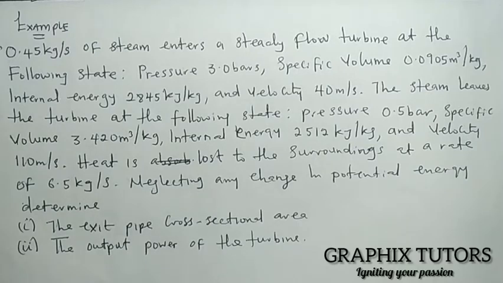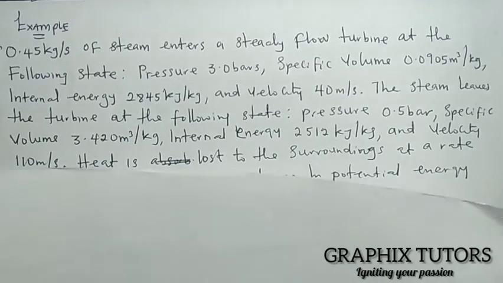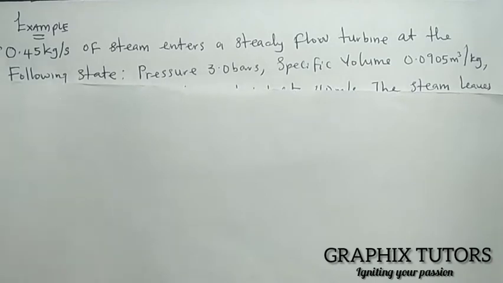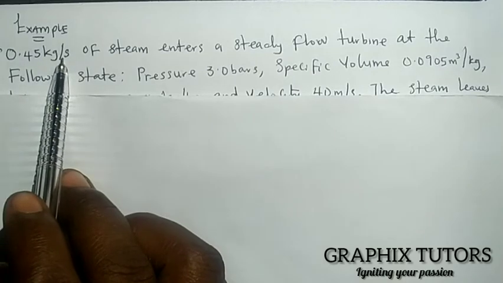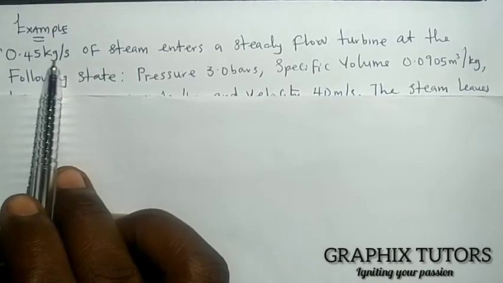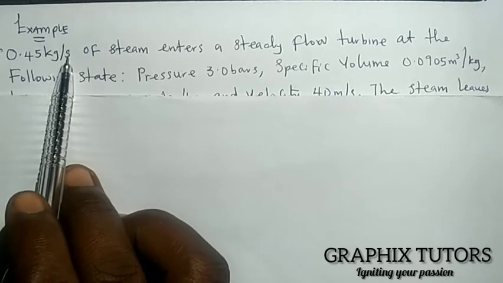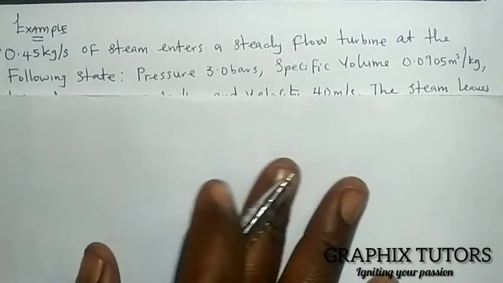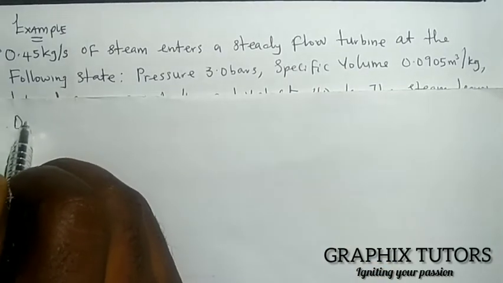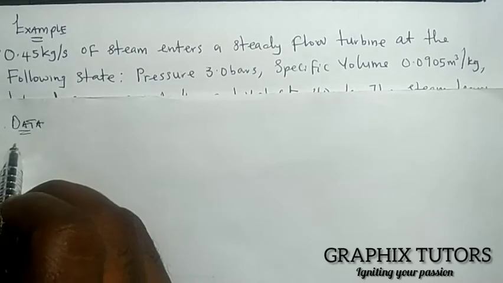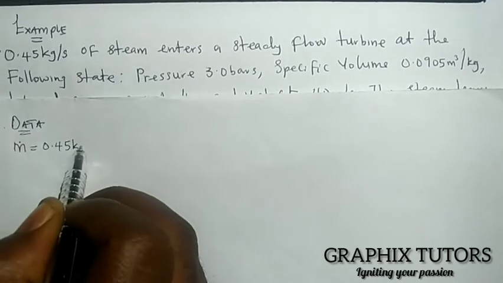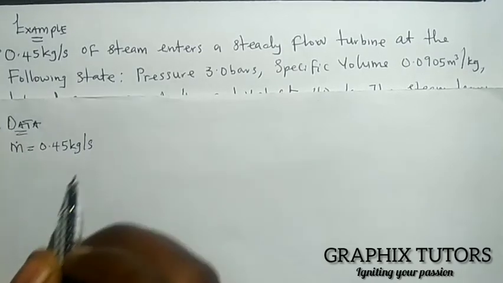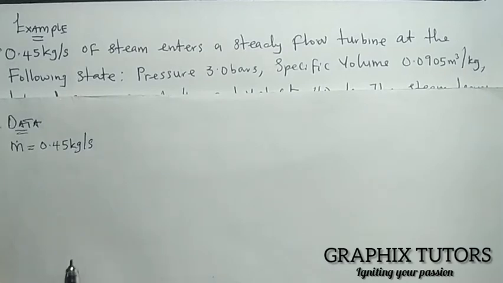Now the first thing you do is write out your parameters, right? So let's start. The first parameter we are going to write is 0.45 kilogram per second of steam. That is a mass per second, so this will be our mass flow rate. So our data here: our mass flow rate is equal to 0.45 kilogram per second.